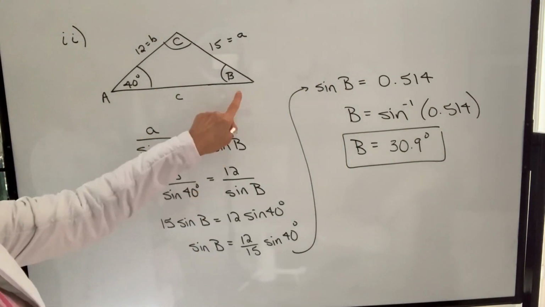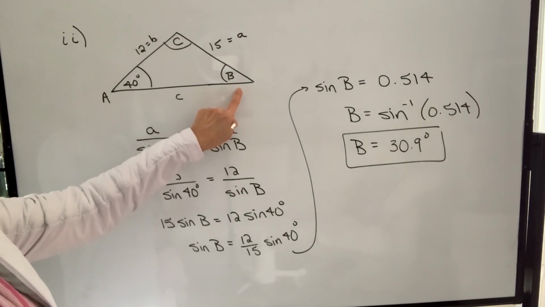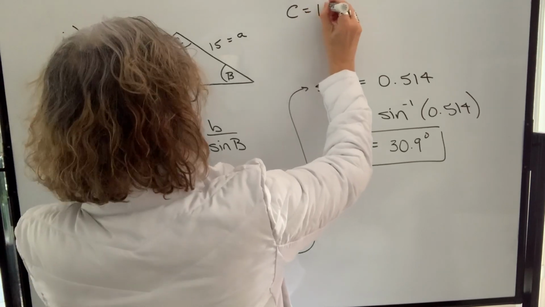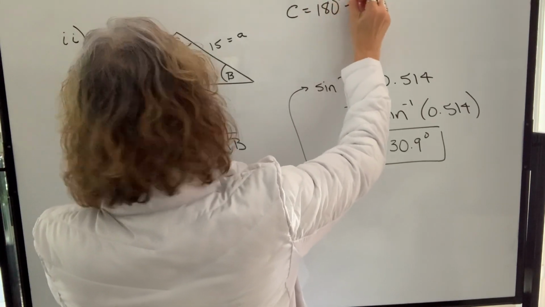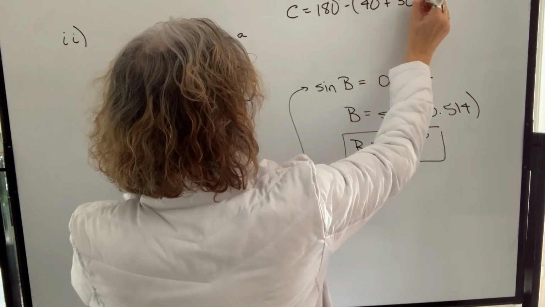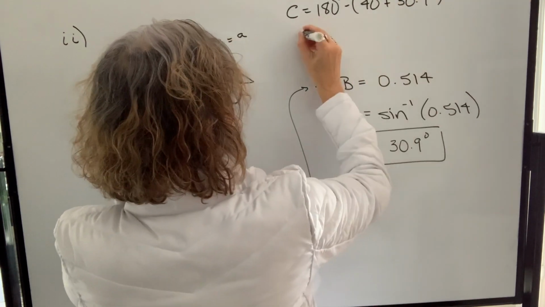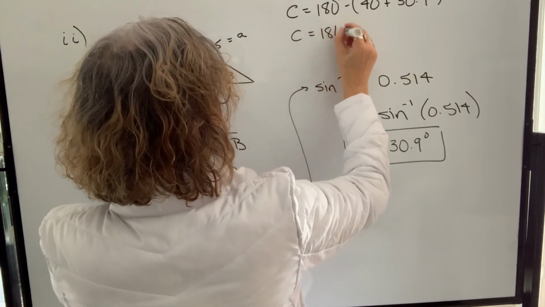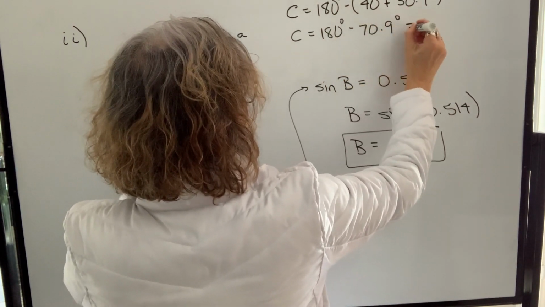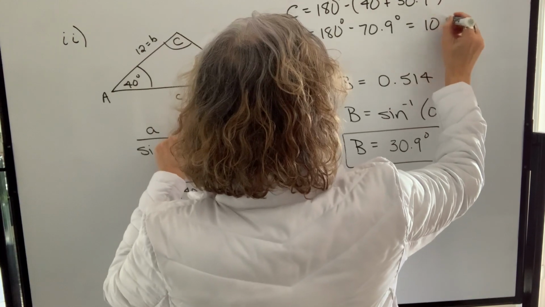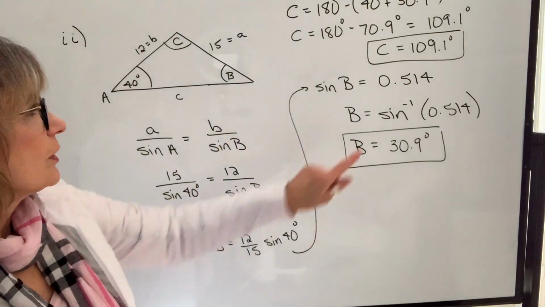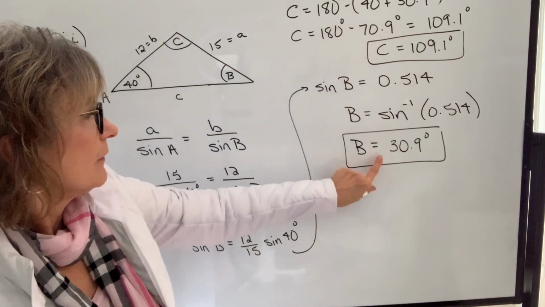So I found angle B, which means angle C will be equal to 180 degrees minus the quantity 40 degrees plus 30.9 degrees. So C will equal 180 degrees minus 70.9 degrees, which will be 109.1 degrees. So I found angle C, I found angle B.